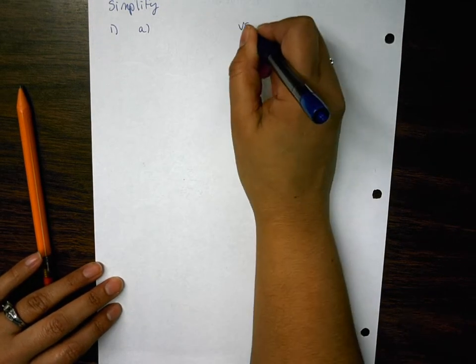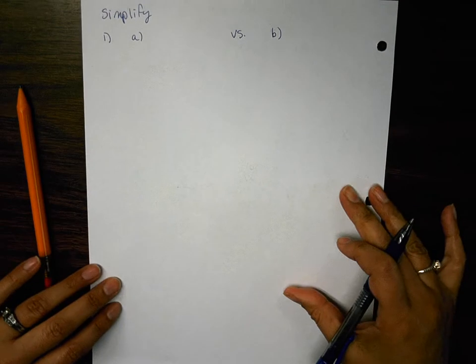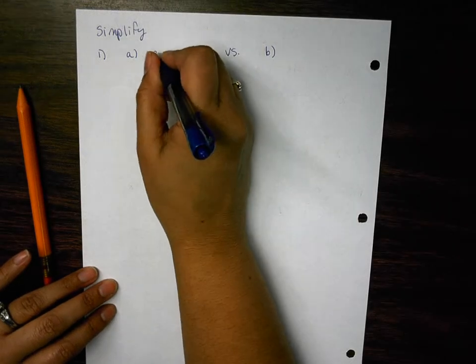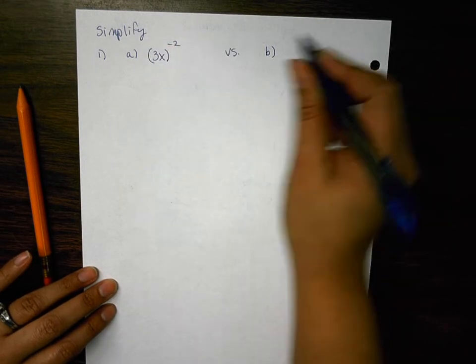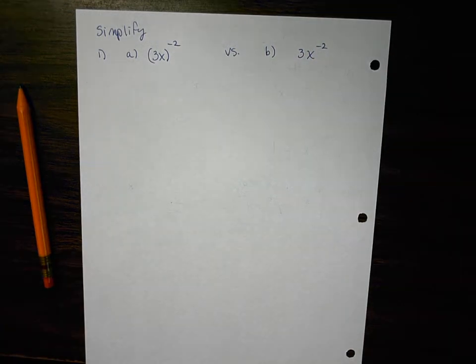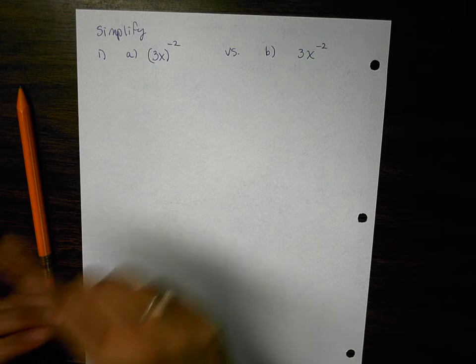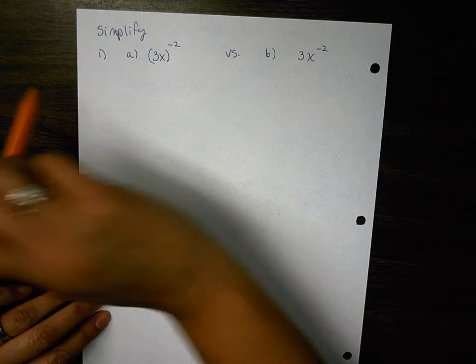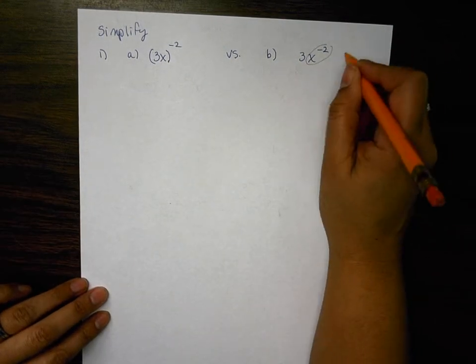All right. Number 1, I'm going to put A versus B. This is the one we've been talking a lot about. This is at least the 3rd day in notes that we've talked about this type of problem. (3x) to the negative 2 versus 3x to the negative 2. When I first talked about this, I asked you guys, does that parentheses make a difference? Yes. Can anybody tell me anything about A or B? For A, the 2 applies to both of them. He said for A, the negative 2 applies to both, and for B, the negative 2 only applies to the x.